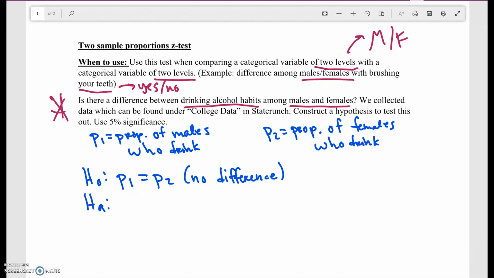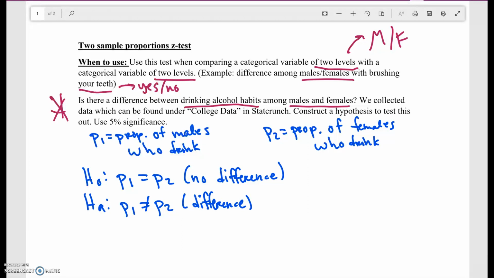HA is going to say, no, there is a difference. P1 is not equal to P2. So there is a difference. Maybe women drink more than males. I don't know, something like that. Okay, so let's go ahead and test this out.